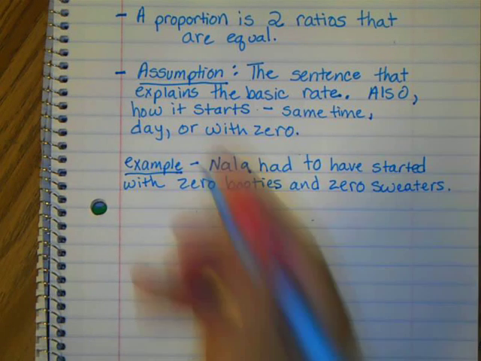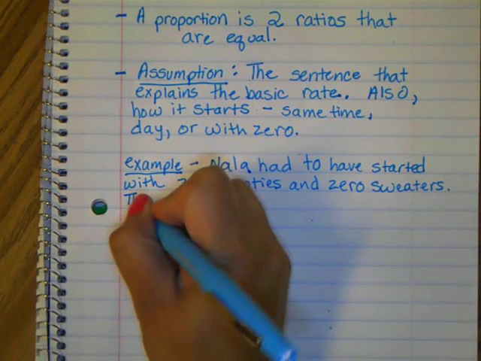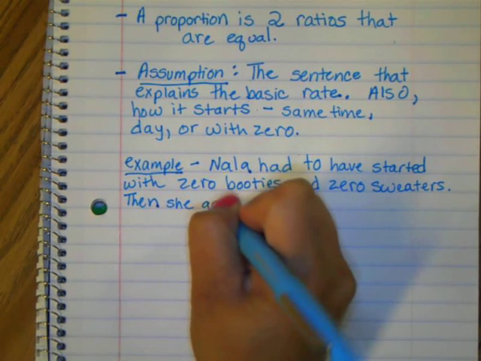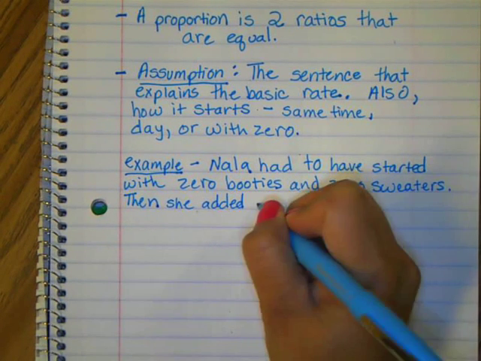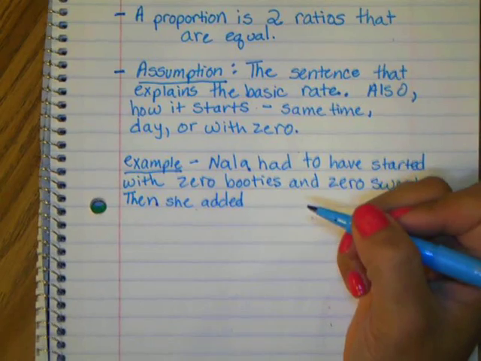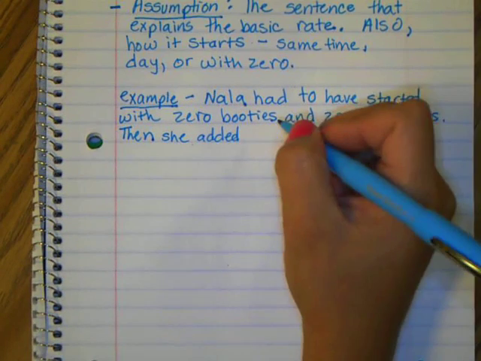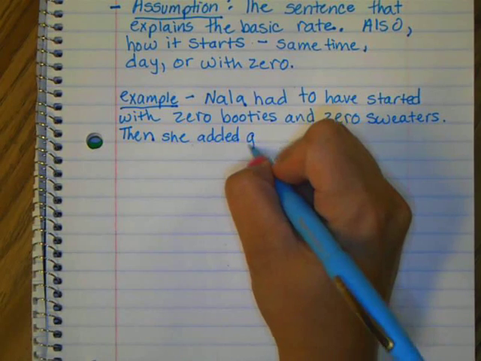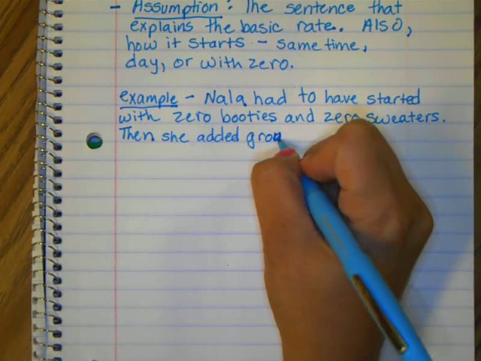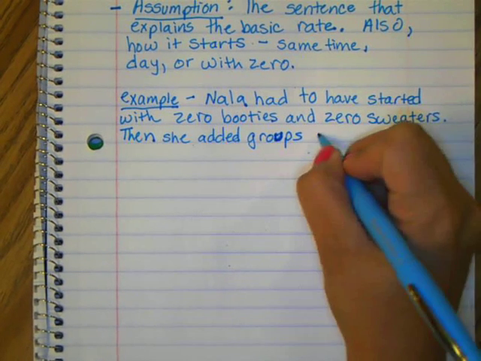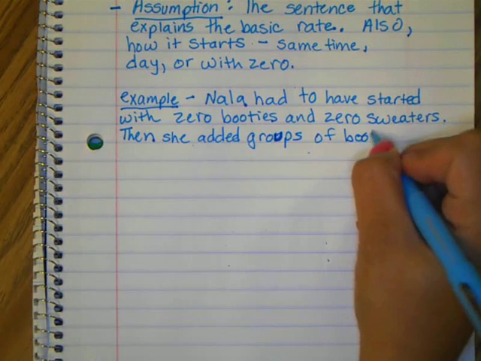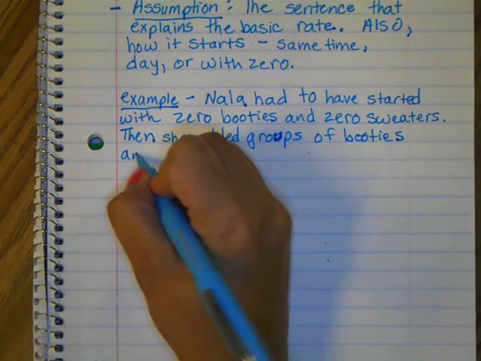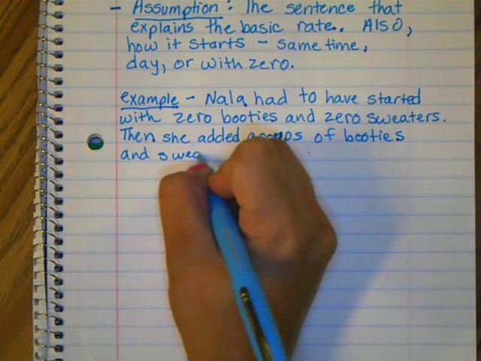Okay, now for the second part, we're explaining the basic rate. So all we're saying is that then she added groups, or you could say batches, but I think that's more with cooking. But I would probably say then she added groups of booties and sweaters.